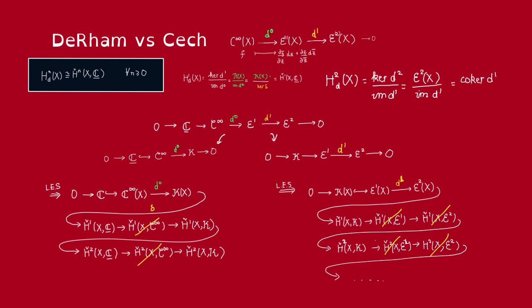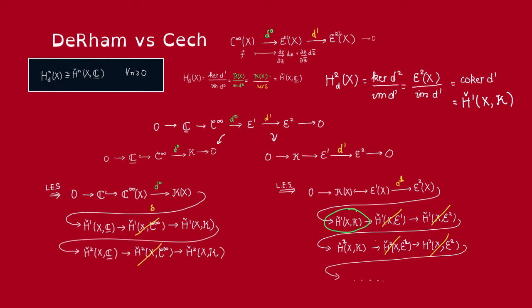Now let's look at degree 2. Remember, this de Rham cohomology group in degree 2 is just going to be the kernel of this map, right, which is just the whole of E2 and then mod out by the image of D1, so the co-kernel of D1. But look, in the long exact sequence here, because this vanished, the co-kernel of D1 is just going to be H1 with coefficient in the kernel sheaf K.